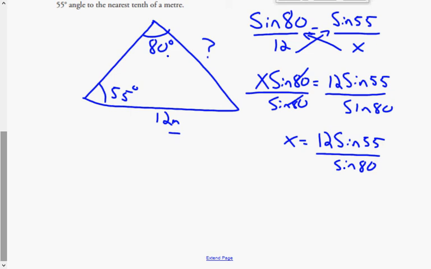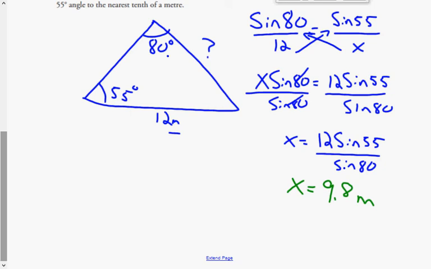Okay, so you're going to go 12 times sine, and put 55 in there. And if you want, you can hit enter. Just regular enter, the equal sign. It says enter right above it. Then you divide that by, hit divide, then go sine 88. Then equals again. And you should get 9.8 meters. Okay?